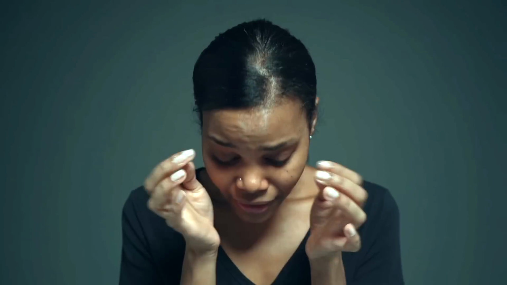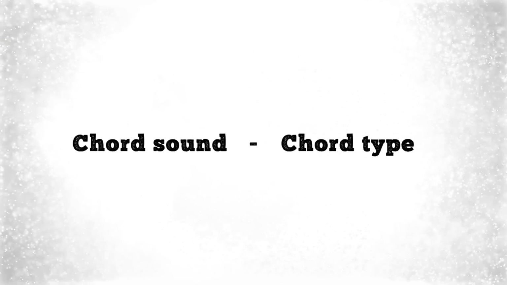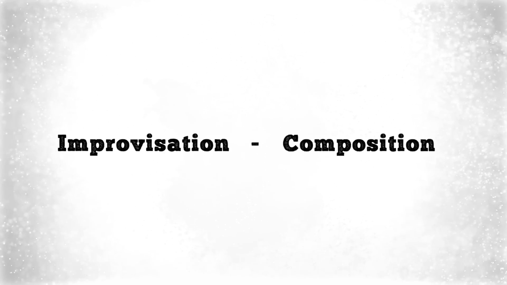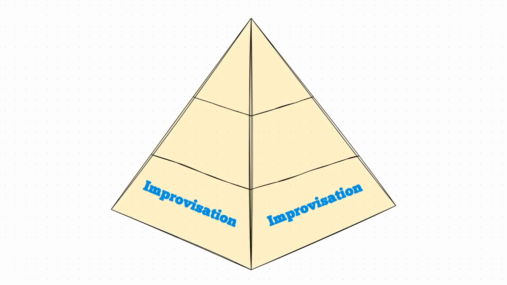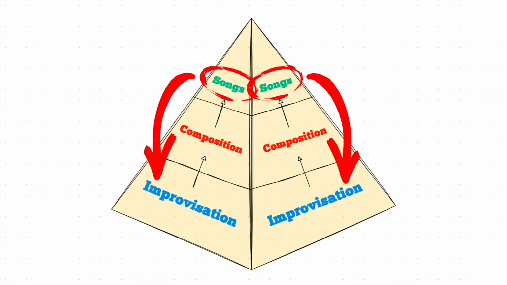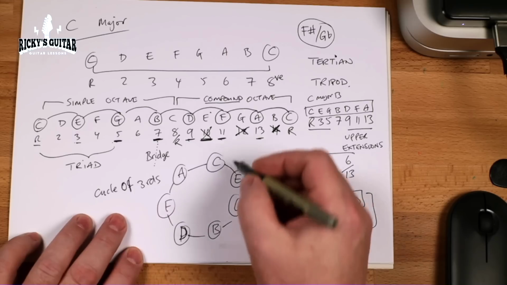So we need to be able to control all this stuff so that when we play the chords, we can associate that sound with a chord type. Then we can associate a scale to it. And then we can improvise over the top of it. We can compose with that. We've got to remember that composition comes from improvisation. Improvisation is the foundation of composition. So every song that you ever want to learn to play, every song comes from improvisation first. Every song.